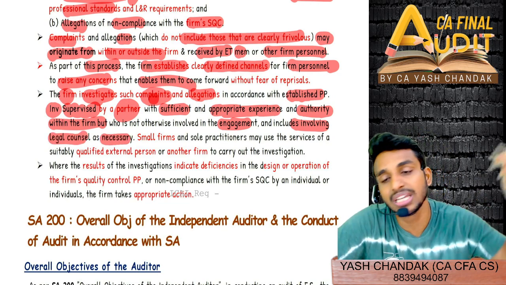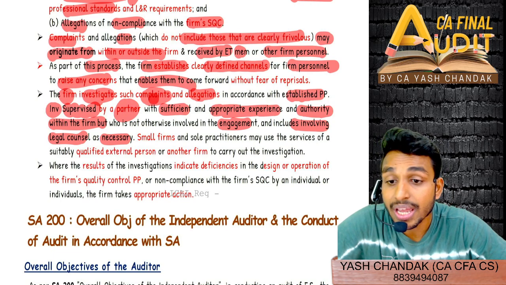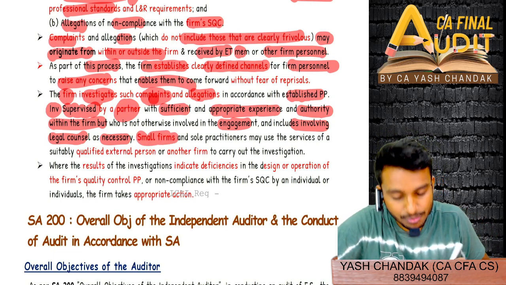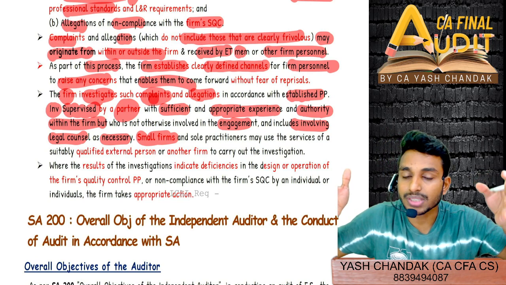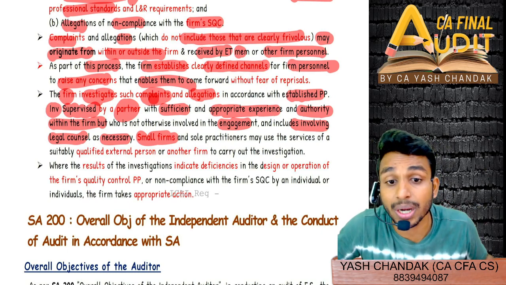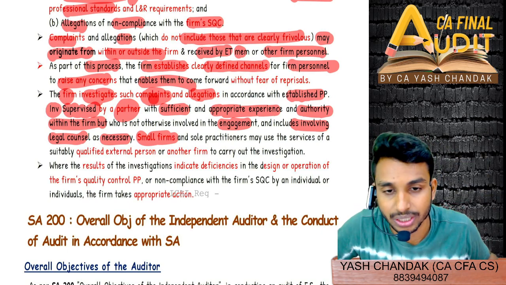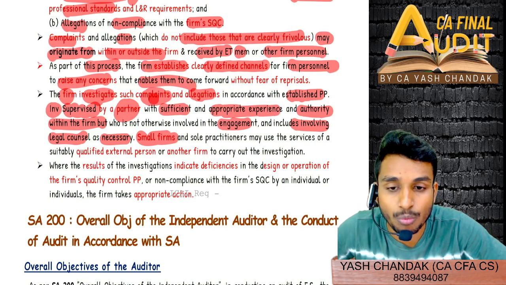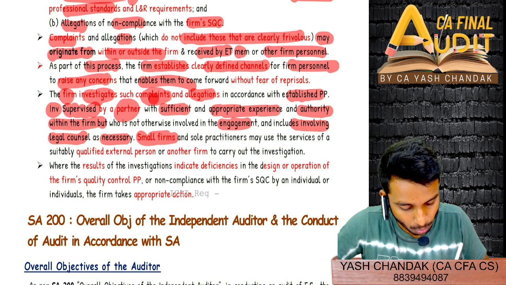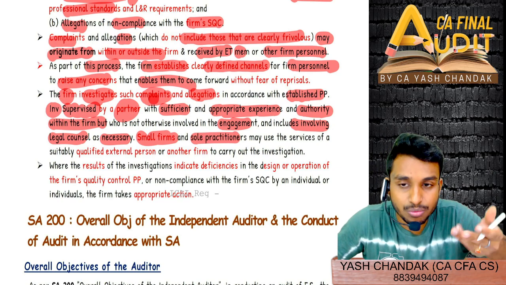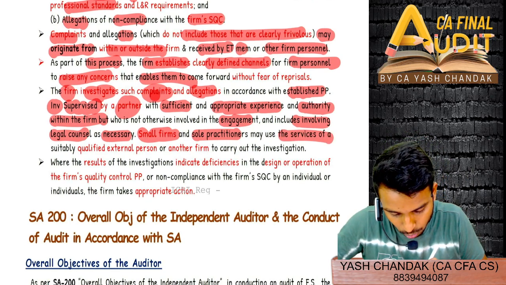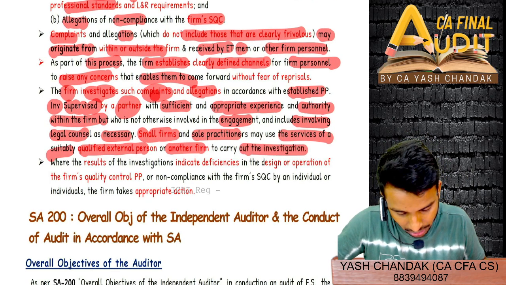You can also involve some other legal counsel, be it internal legal counsel or your external legal counsel, for the purpose of this investigation. Small firms may not have that much capacity, legal counsel or other external parties, or within their firm any engagement partner who is not directly or indirectly involved with that audit. Therefore, in the case of small firms, they can involve outside third parties to get themselves investigated. So small firms and sole practitioners, who have only one partner, may use the service of a suitably qualified external person or another firm to carry out the investigation.